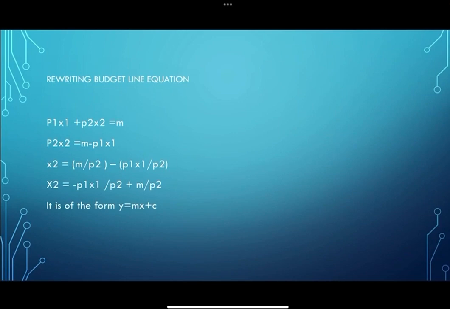For example, if you're consuming 20 units of good 1, of course you will consume good 2 at less than 20 or more than 20. You cannot consume both goods in the same quantities. Because of that, it is a kind of opportunity cost. To consume one unit more, you have to sacrifice the other. You will not sacrifice completely, but you will reduce some of the other good in order to increase your good one. For example, if you want to consume more of good one, you will reduce the consumption of good two. That is why the slope is minus p1 by p2.